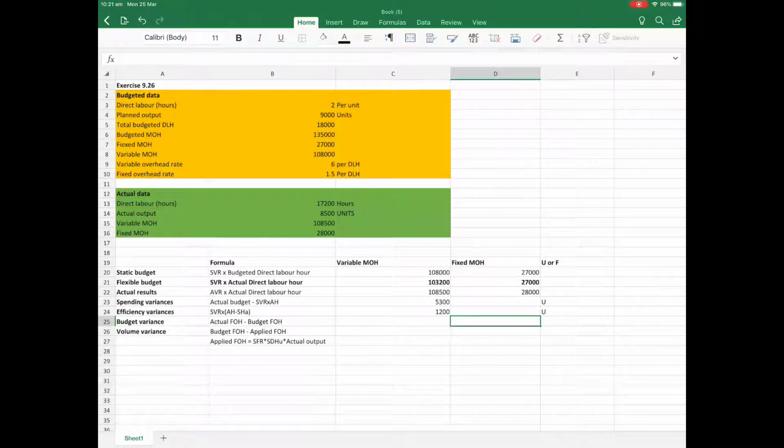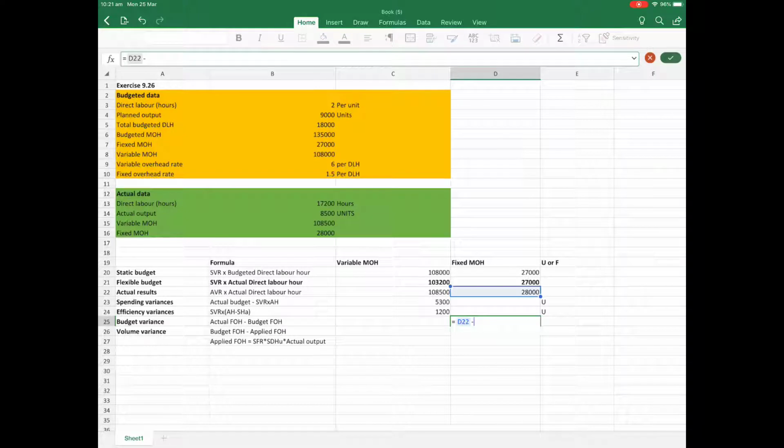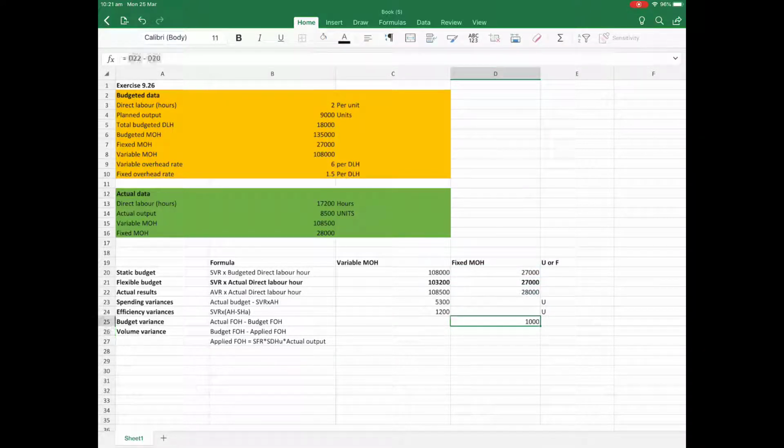Now for the budget variance of fixed manufacturing overhead, which is very simple. We just take the actual fixed overhead, and then we minus the budgeted fixed overhead. It doesn't matter whether you take the flexible budget or the static budget because they are the same. The actual is more than what we planned for, so that is U.